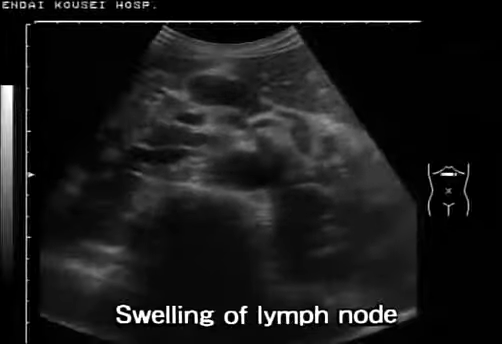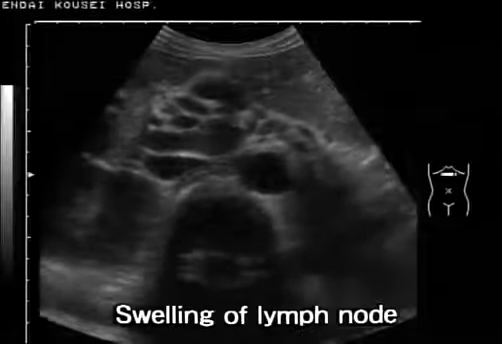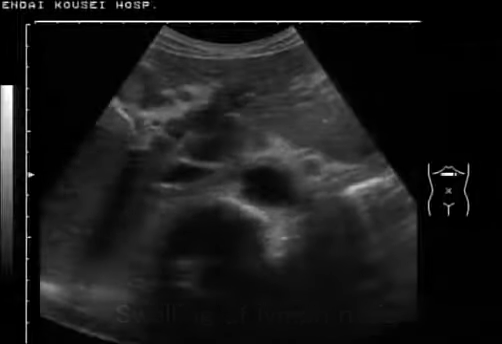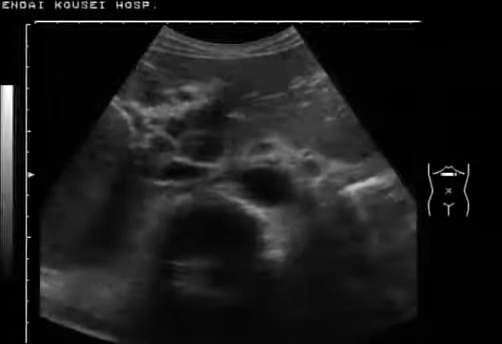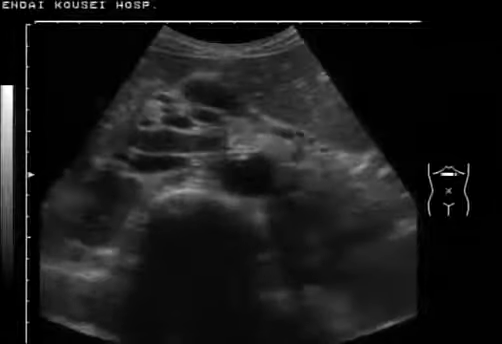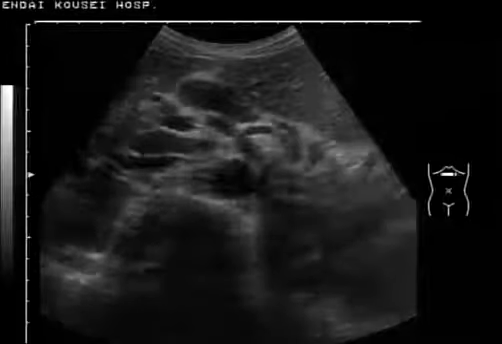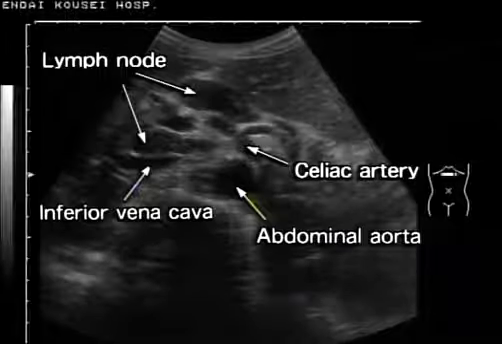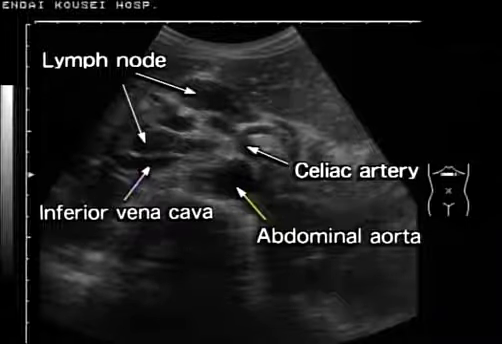The swelled lymph nodes around the celiac artery and the common hepatic artery are often well visualized on the plane slightly above cross-section of the pancreas. In this patient, many swelled lymph nodes ranging from 8 millimeters to 20 millimeters across are seen.